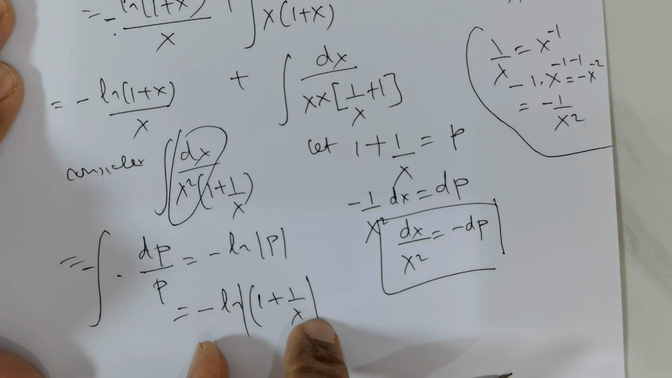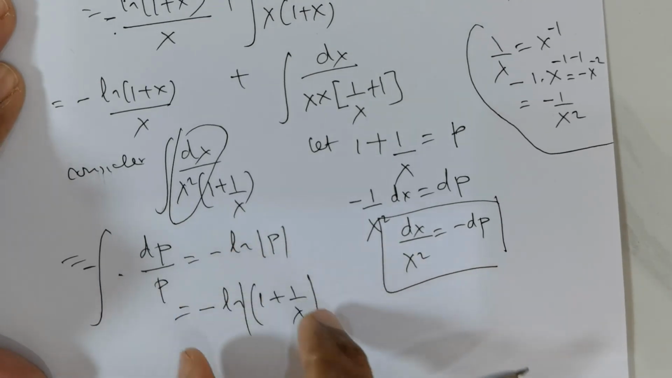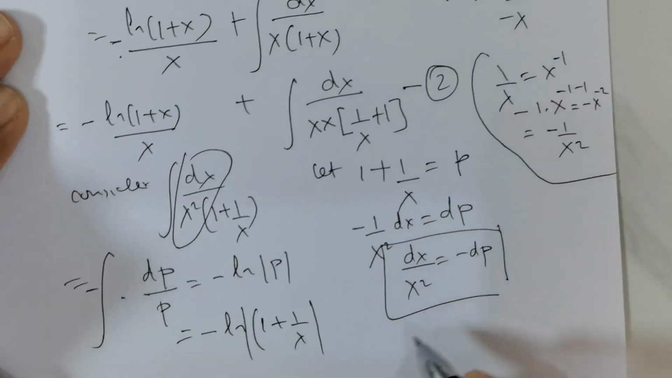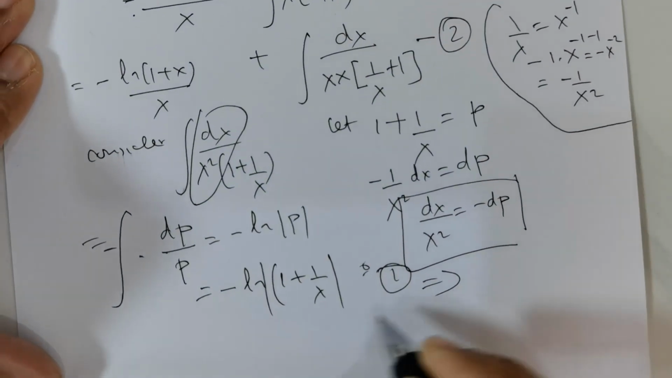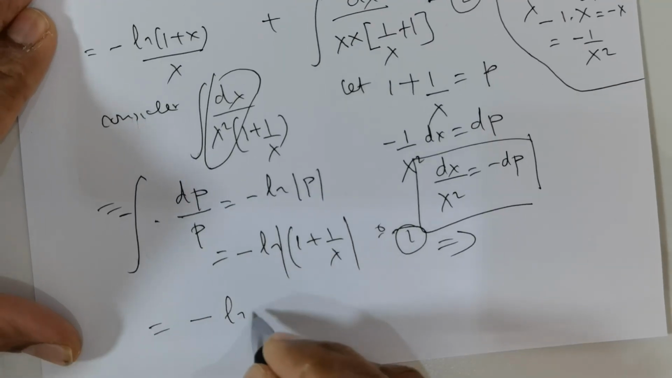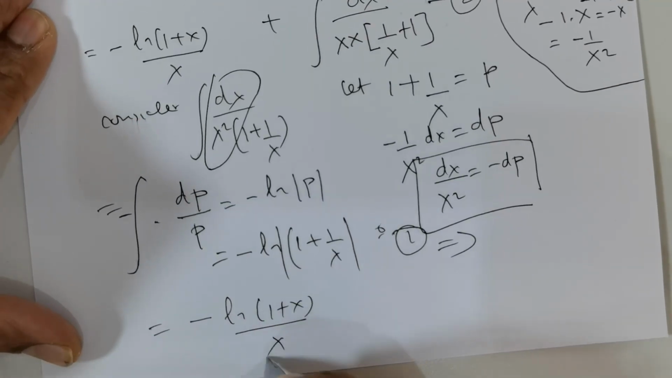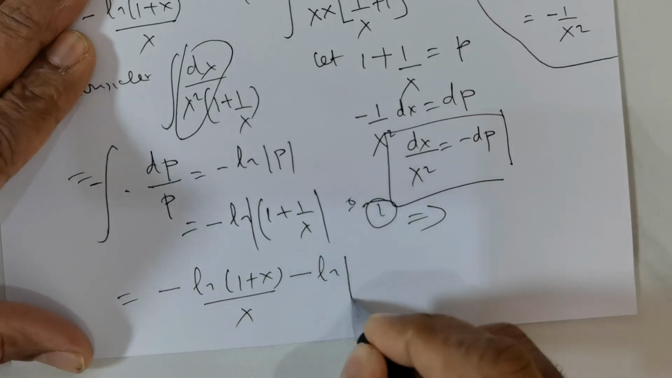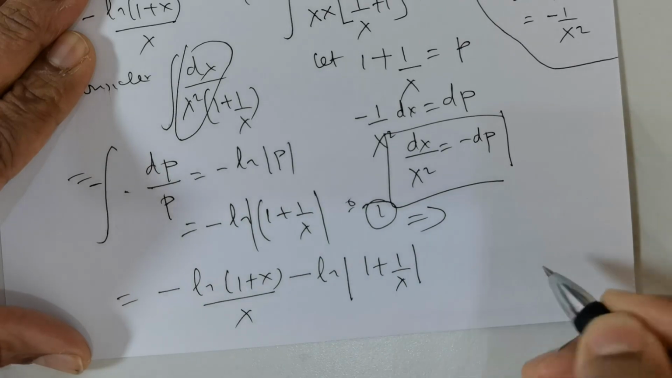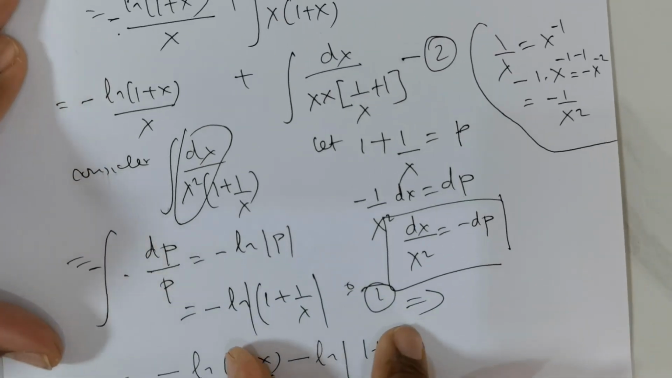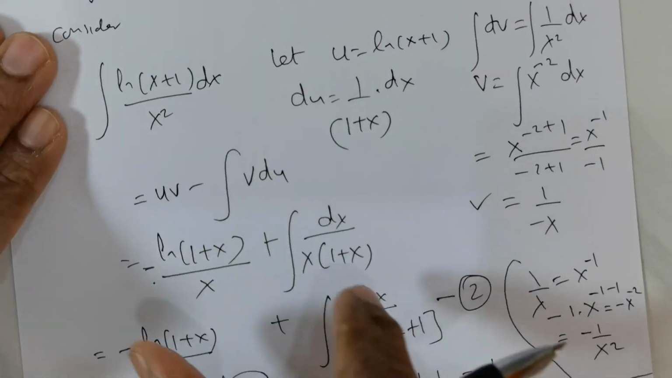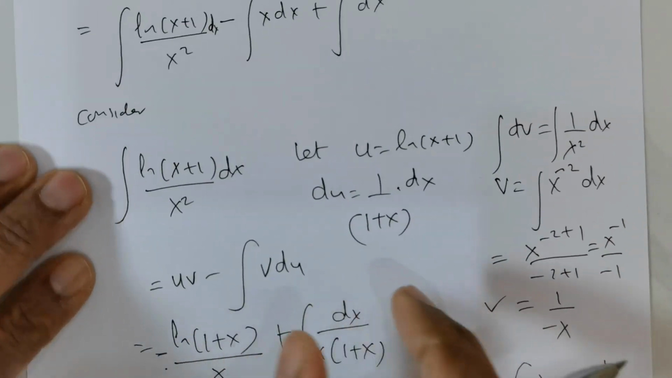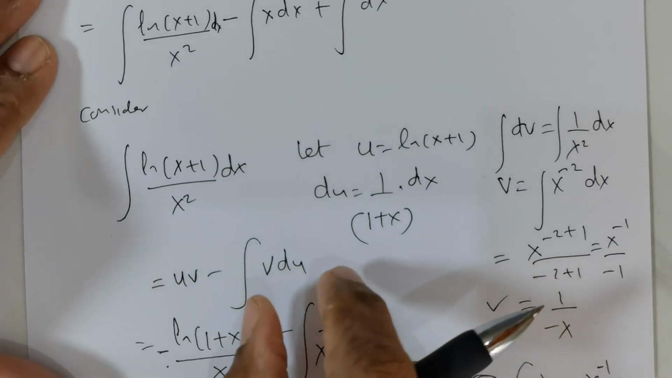Okay, so that is the value when we integrate this. Now what we need to do is take this and substitute here. So if I take this as 2, then 2 is rewritten as negative ln of (1 + x)/x, followed by negative ln of (1 + 1/x). Now you have to take the value that you have got here, and then rewrite this.